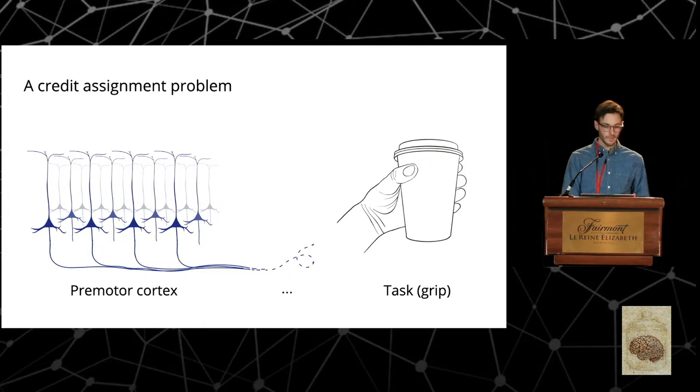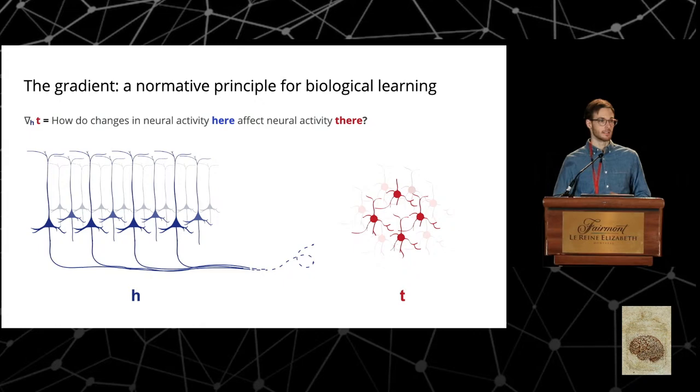We can generalize the problem that this optimal activity needs to solve with the gradient. The gradient essentially says how a small change in activity affects activity somewhere else. In this talk, I'm going to bracket the question of where that somewhere else might be and focus on the circuit mechanisms in an area I'll label H as to how that might happen.